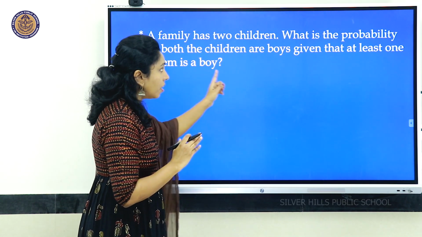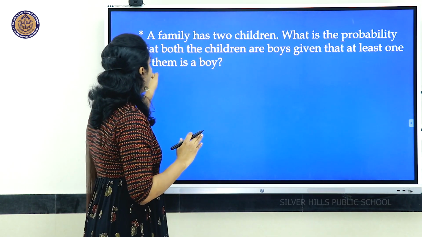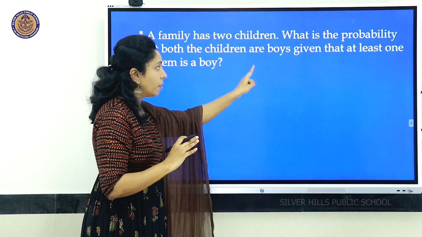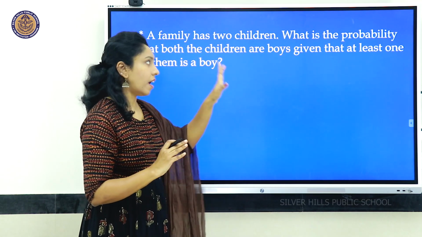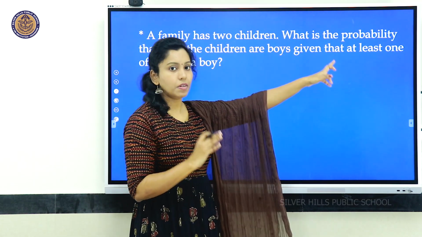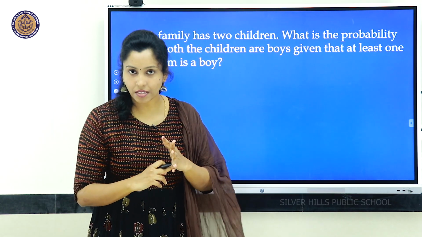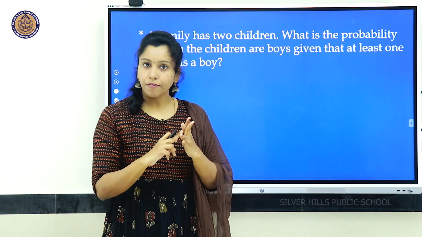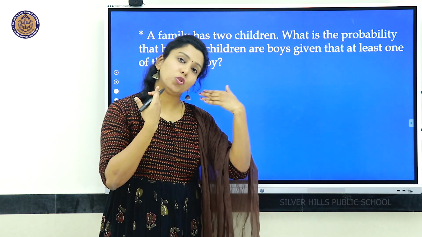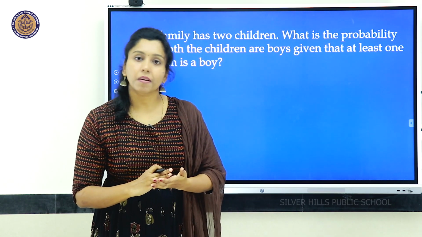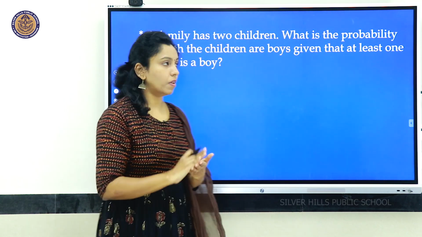Why? Check the last sentence. What is the probability that both the children are boys, given that? Okay, so given that means some condition is given here. So, we need to select an event E, event F. Event F means something which we know, and then we can apply the formula P of E given F.